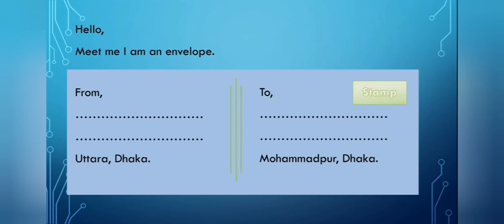One thing I want to tell you: don't forget to draw the envelope using a pencil and obviously a scale. And don't write the same address here. If the sender is from Uttara, then the receiver will be anywhere, like Rajshahi, Mirpur, Mohammadpur, Chattogram, Khulna, anywhere or out of the country. Okay, let's move on.